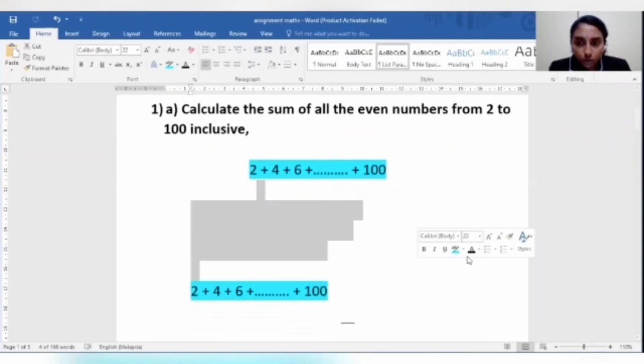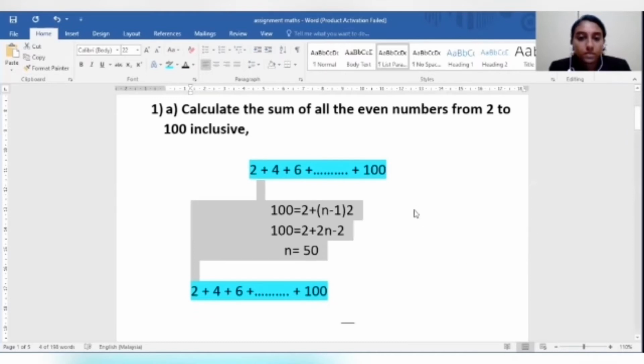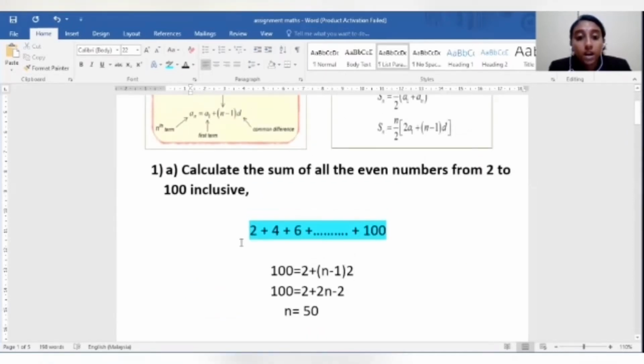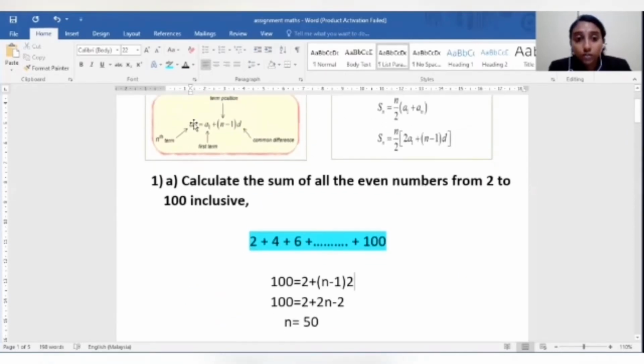What we have to do is this. I'm just using this formula. I put 100 first because they said nth term, so our nth term, which is the last term, is 100. And then they say that our first term for this series is 2. That's the reason why I put 2. And then in the bracket, n minus 1, and times 2.